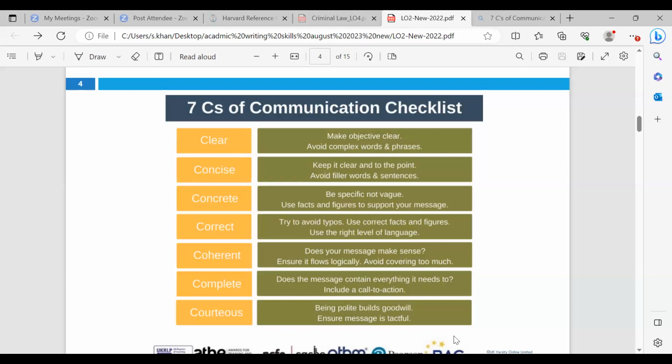So when we look at these 7 C's, do you think there's an importance of using them? Yes, please. Why do you think it's so important? It makes your points so clear to the audience or to the reader. Yeah, it's clear to the reader, and it's easy for them to understand.